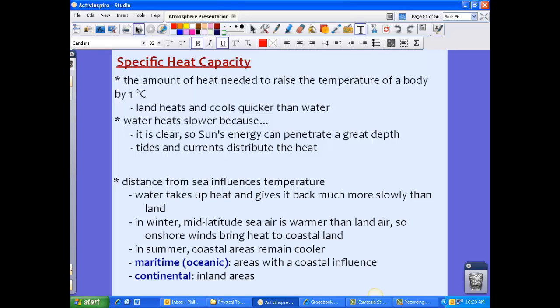In the wintertime, mid-latitude sea air is warmer than land air, and so onshore winds bring heat to coastal lands. This is usually why coastlines in really cold places, let's talk about the north, like the northeast of the United States, usually don't get a lot of snow along the coastline. They do get snow, but it's not a whole lot like the inland sections of the northeast. The winds coming off of the coast are actually bringing a little bit more heat. It's going to be a little bit warmer.